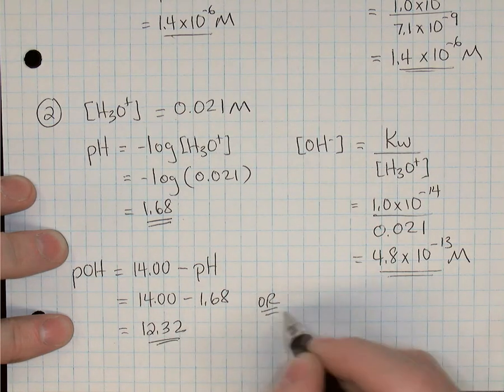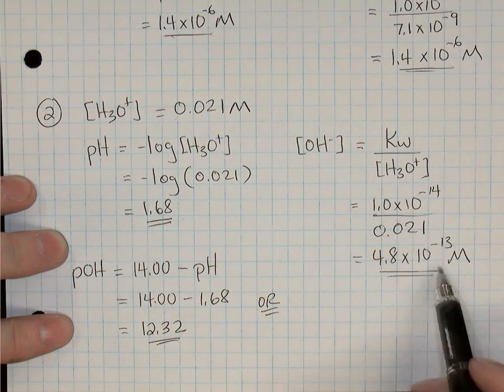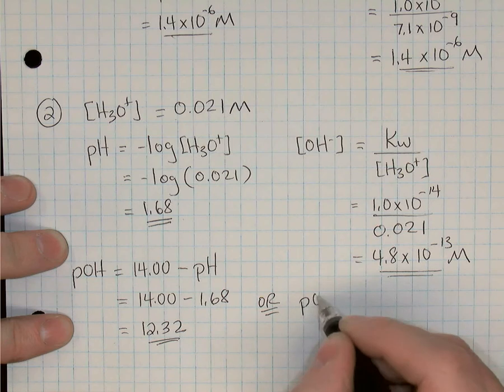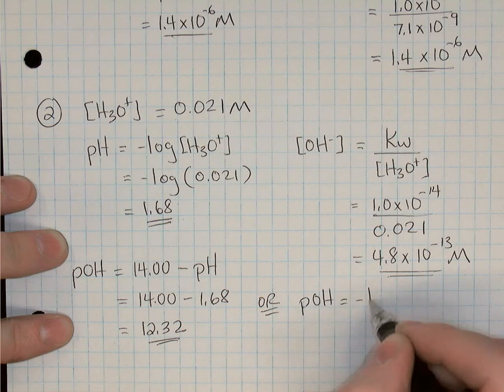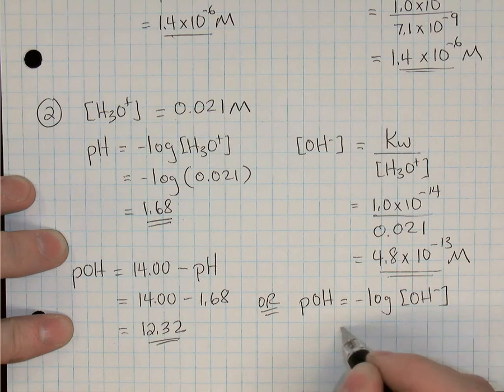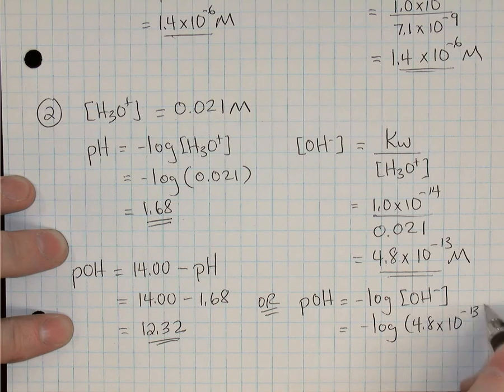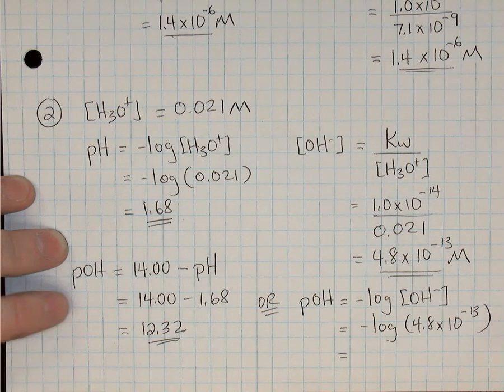Or we could calculate pOH from its definition. Because we know the hydroxide concentration, we could have said the pOH is the negative log of the hydroxide concentration, which is the negative log of 4.8 times 10 to the minus 13. Grab your calculator.